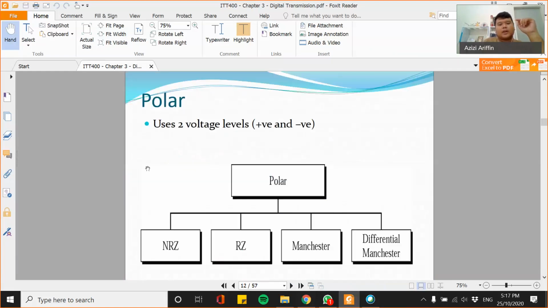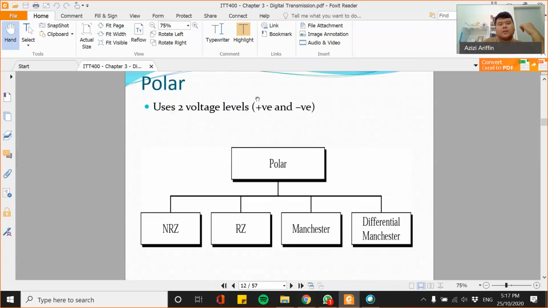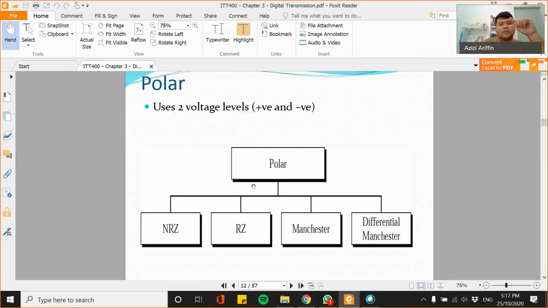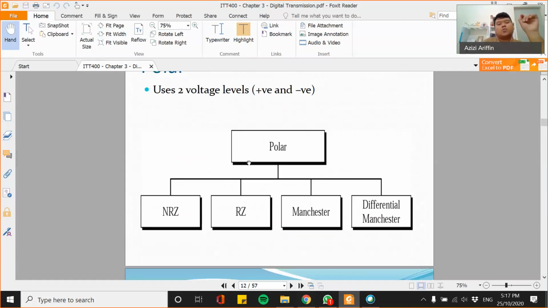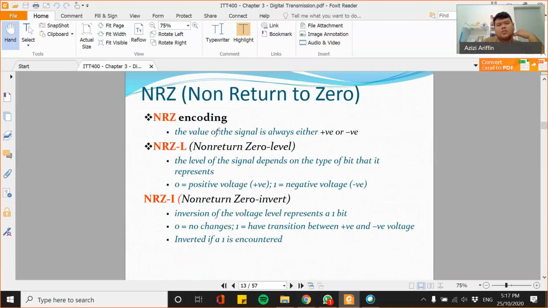Okay. And next we can see another type, which is polar. So we have unipolar, right? And now we see the polar type. In polar encoding, instead of just one level, for unipolar we only have positive to encode 1 and zeros, here for polar we have positive and negative, right? The implementations of polar are NRZ encoding, RZ, Manchester, and differential Manchester. So we can see the first one, non-return to zero, NRZ. For NRZ encoding, the value of the signal is always either positive or negative, right? So it will not return to 0, maybe to alleviate the problem of DC components, right? So the first one is non-return to zero level, where the level of the signal depends on the type of bit that it represents.